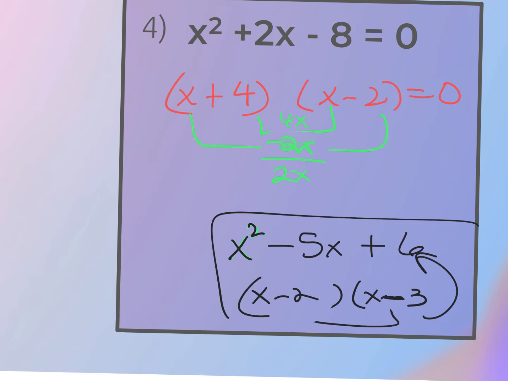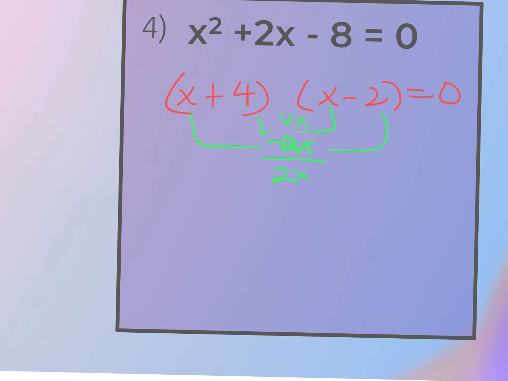It was simple enough. There were only 2 factor pairs of 6, 1 and 6 and 2 and 3, but a lot of you picked 1 and 6 and it should have been 2 and 3. And we'll talk about this in a minute. All right, so back to this one. Main thing I would do is outer and inner. If you're still not totally confident, do the whole FOIL.